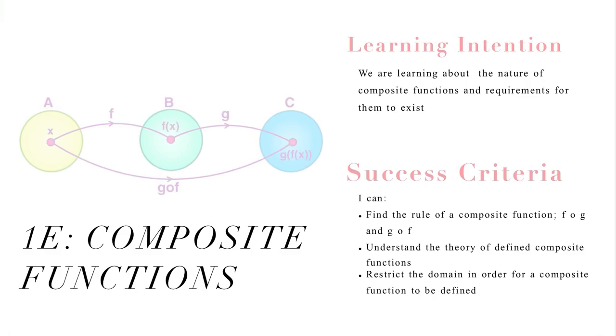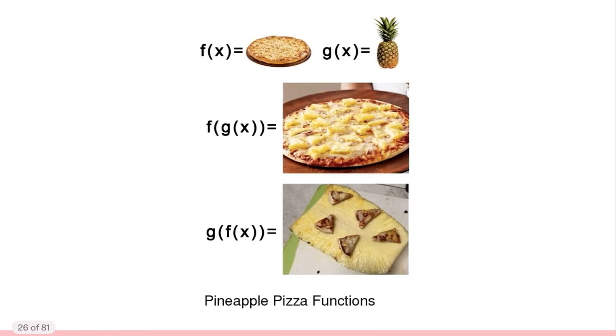Exercise 1E, composite functions. Today we're learning about the nature of composite functions and the requirements for them to exist. What you need to be able to do is find the rule of a composite function, f of g and g of f, understand the theory of defined composite functions, and be able to restrict the domain in order for a composite function to be defined.